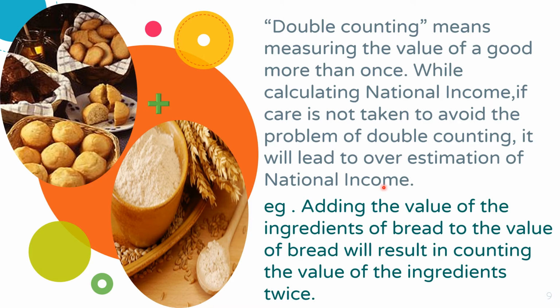So we will get a higher figure of the national income if we consider only the value of the final output. For example, adding the value of the ingredients of the bread to the value of the bread will result in counting the value of the ingredients twice. Why? Because the value of bread already includes the value of the ingredients.